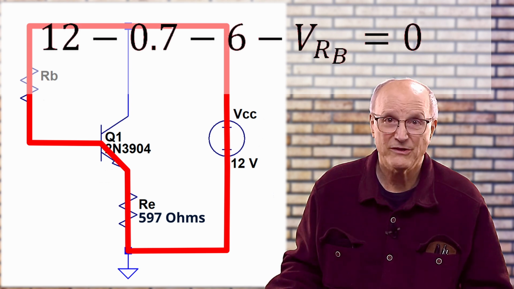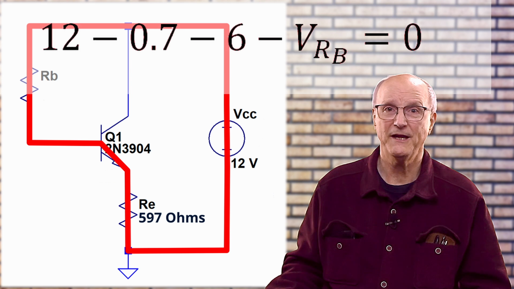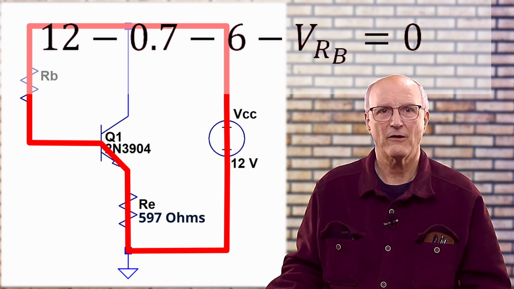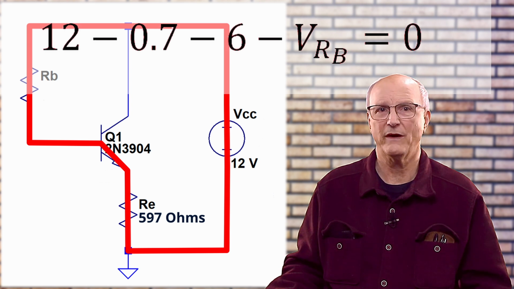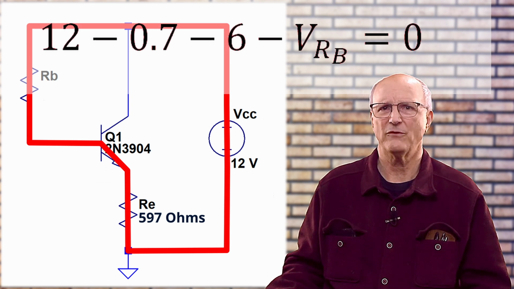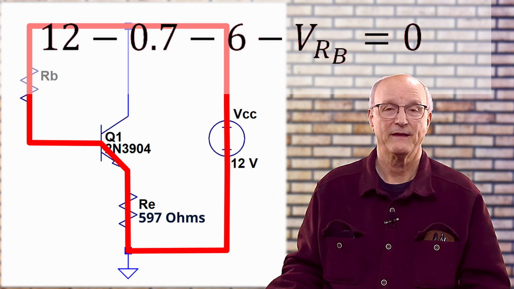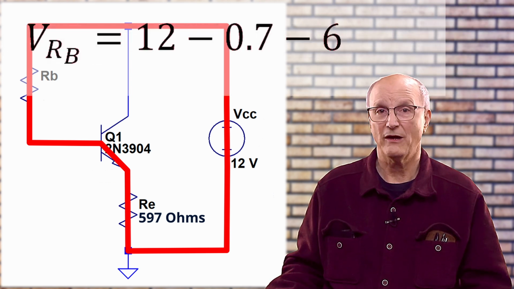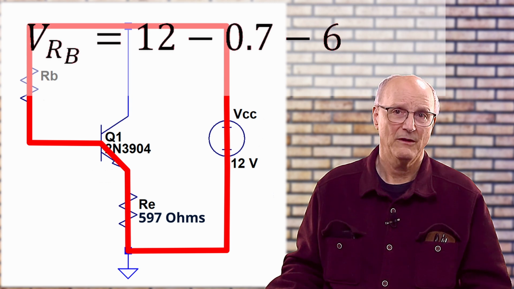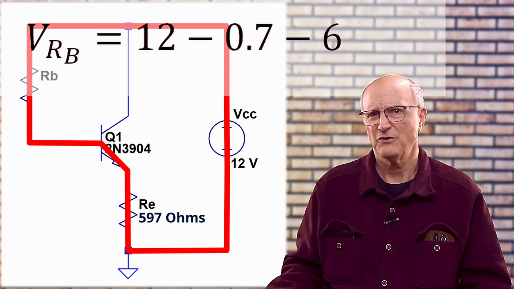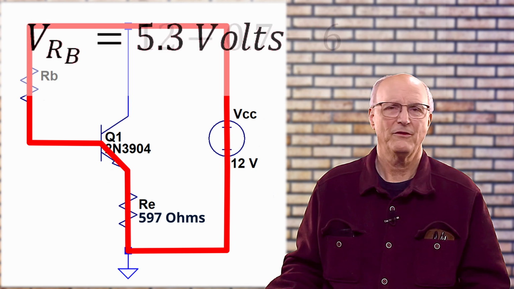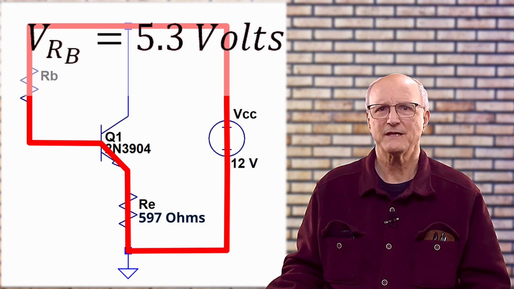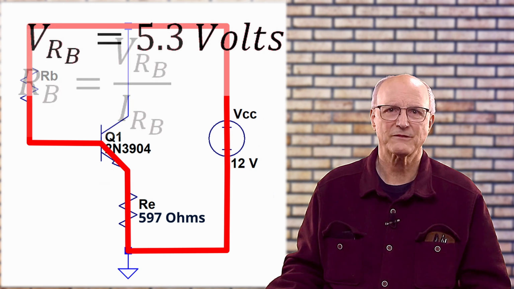The only thing we don't know is V sub RB, and we want to know this, so I'm going to add V sub RB to both sides of the equation to get it by itself on one side of the equal sign. This gives me V sub RB is equal to 12 minus 0.7 minus 6. Doing a little easy math, the voltage across the base resistor, V sub RB, is equal to 5.3 volts.